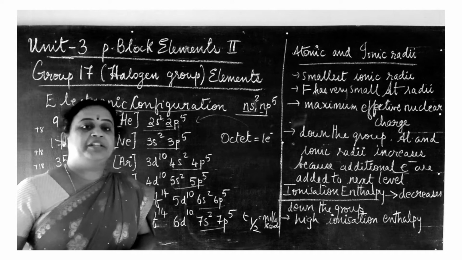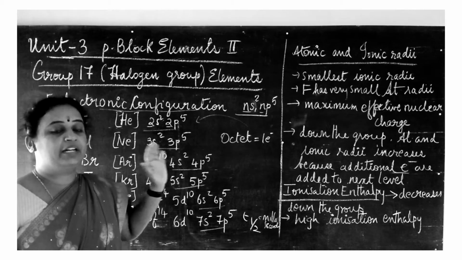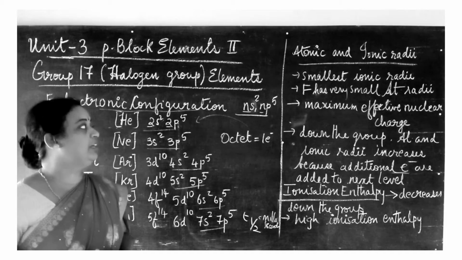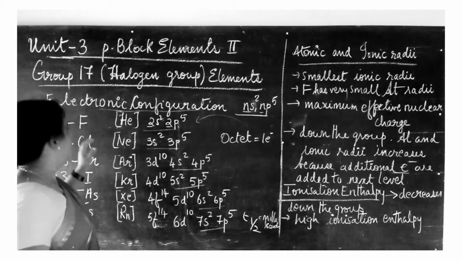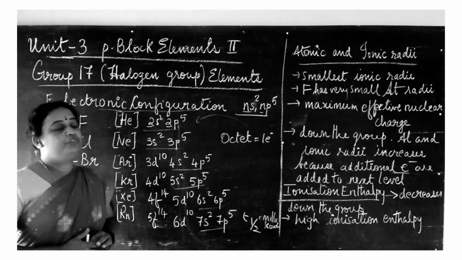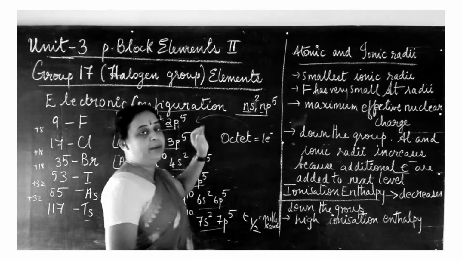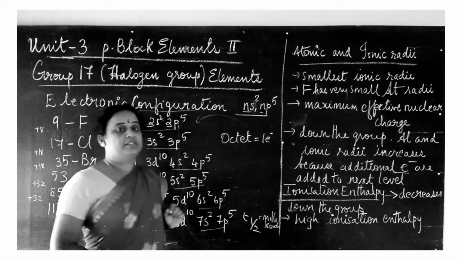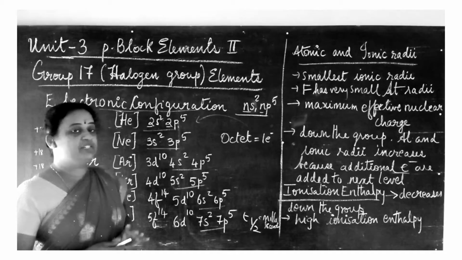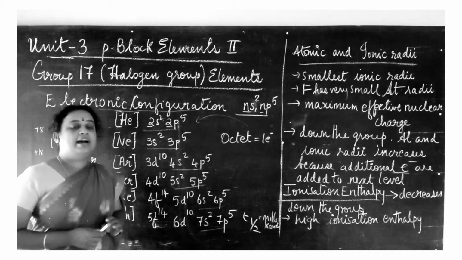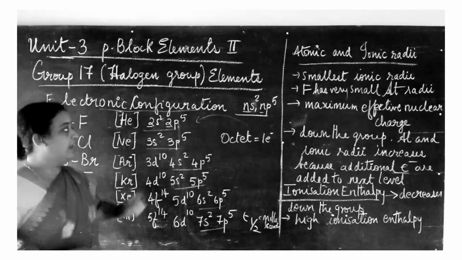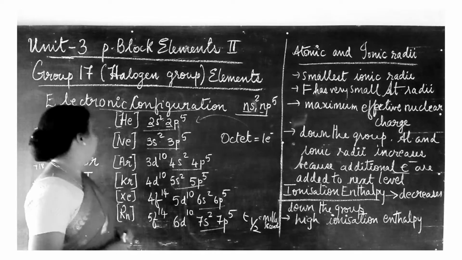Hello students, in this video let us study the electronic configuration of the elements of the 17th group, the halogen group. The general electronic configuration is ns2 np5 in the case of halogens, that is fluorine, chlorine, bromine, iodine, astatine and tennessine. The general electronic configuration is ns2 np5.